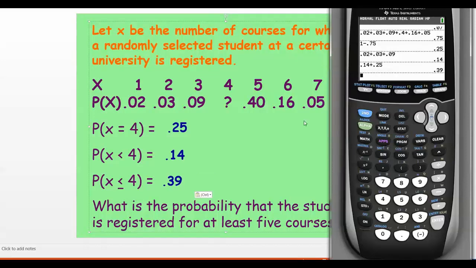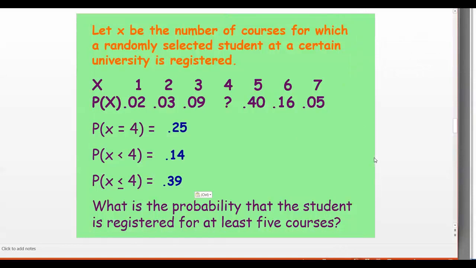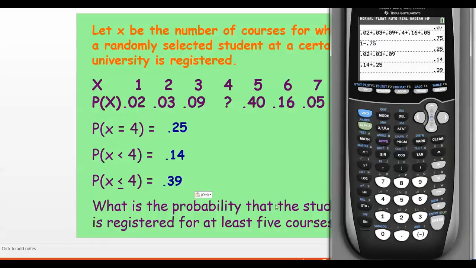Okay, now the last little question at the bottom says, what's the probability that a student is registered for at least 5 courses? That phrase "at least" is one of our buzzwords. An easier way to do at least is switch it to 1 minus 1 less than it. So if I want at least 4, that's the same as 1 minus 4 or less classes. Since I just figured out that 4 or less would be 0.39, to get at least 5, it's 1 minus the 0.39, which is 61%. So I know that 61% of the students are taking at least 5 courses.